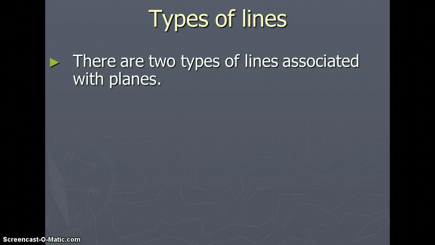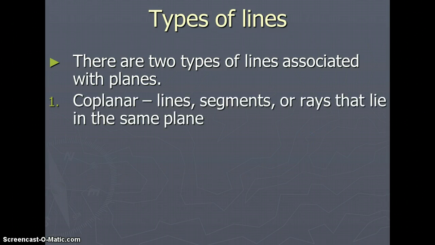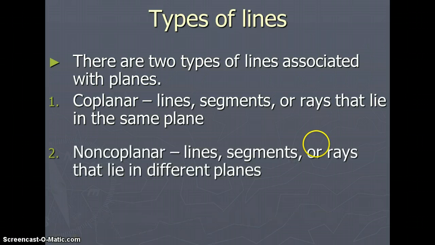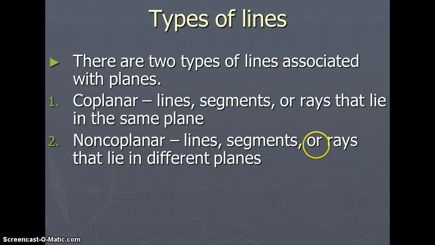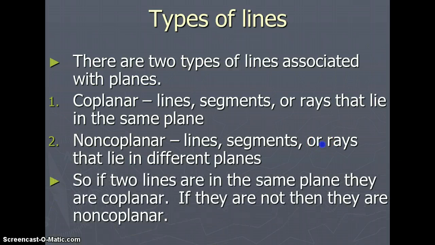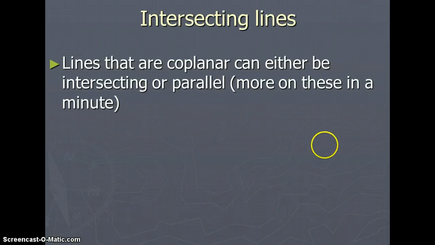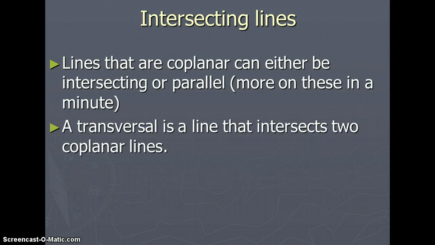We have types of lines. There are two types of lines associated with planes, so lines inside of a plane. There's coplanar, which means line segments or rays that lie in the same plane, and non-coplanar, line segments or rays that lie in different planes. If they're in the same plane, there are one of two options: they're parallel lines or they're intersecting. So lines that are coplanar can either be intersecting or parallel.